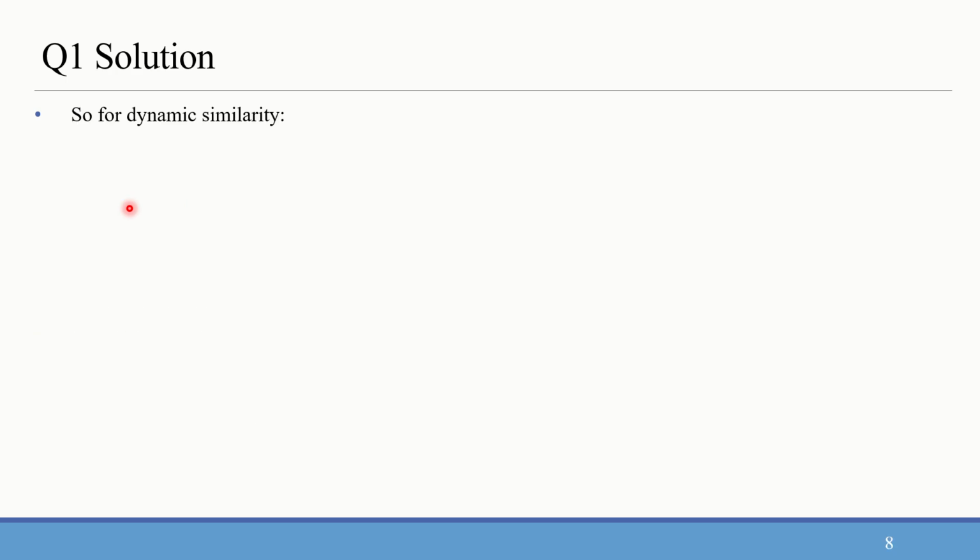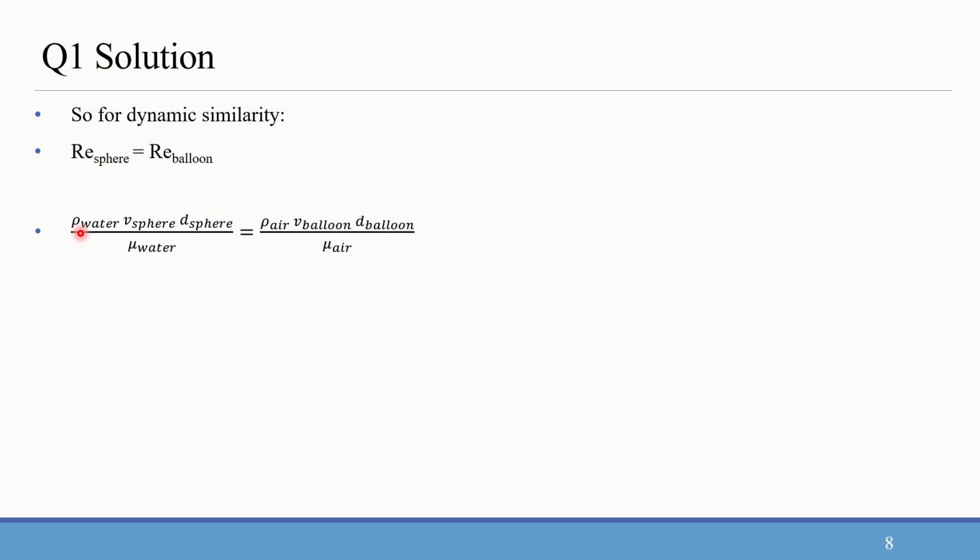And now for dynamic similarity, what we have to do is equate the Reynolds number of the sphere and the Reynolds number of the balloon, because under similar conditions these are dimensionless numbers, right? So we are taking that condition and substituting. For the sphere in water, it is rho water into v sphere into d sphere by mu water, and here it is rho air, v balloon, d balloon by mu air. This is the balloon in air condition. Here it was clearly given that the systems have dynamic similarity.